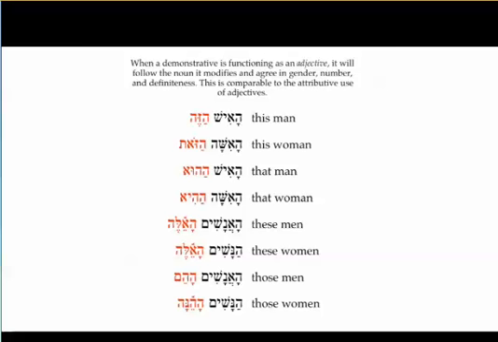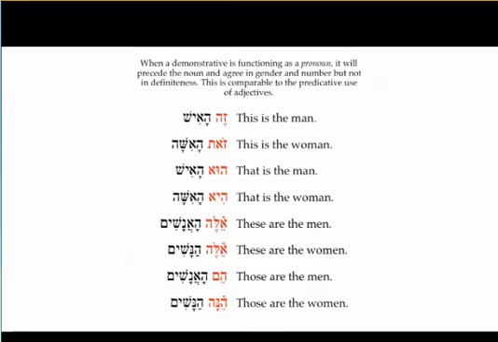Let's look at the second example. Ha'isha hazot. You'll notice that the noun is feminine and singular and definite, and it's followed by the demonstrative adjective, which is also feminine and singular and definite. Because they agree in gender, number, and definiteness, you translate the demonstrative as an adjective, this woman. And it works the same way throughout the rest of the examples on your screen, but we'll move on.